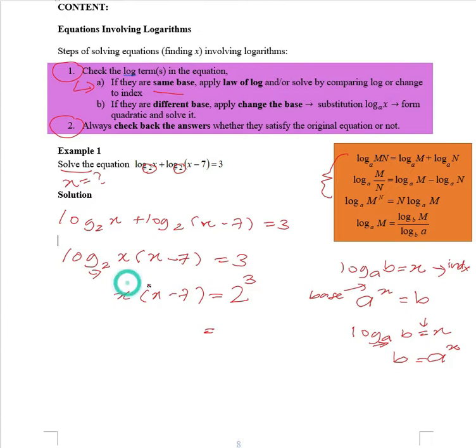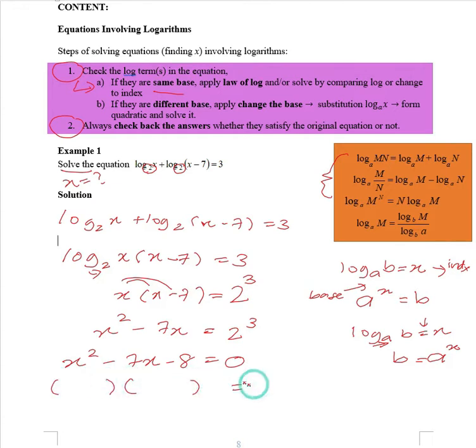Okay, and then to solve this, you just have to expand. This is x squared minus 7x equal to 2 to the power 3. As you can see, this is just a quadratic equation. Just bring 2 to the power 3 to the left side, which is minus 8 equal to 0. Next, factorize this by using a calculator or manually, and then you're going to get x minus 8 and x plus 1. From here you get two answers, 8 and also negative 1.